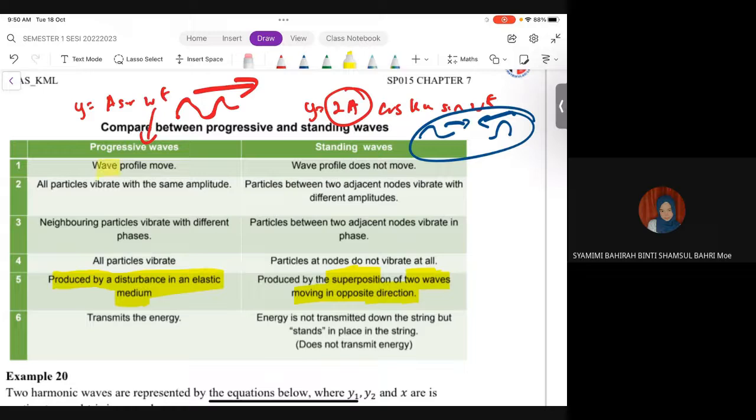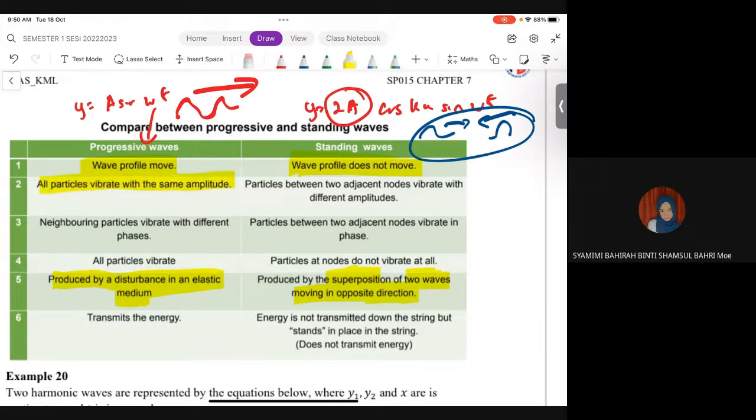Okay. Wave profile dia move. Maksudnya dia bergerak. Dia berubah. Dia ikut medium apa awak pakai. Kalau contohnya daripada water pergi ke air, itu nanti chapter apa, sem 2 lah. You different medium. So that's why kita cakap wave profile dia move. Tapi kalau this one, wave profile does not move.